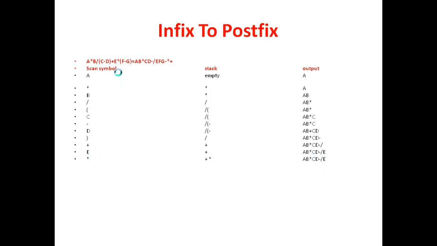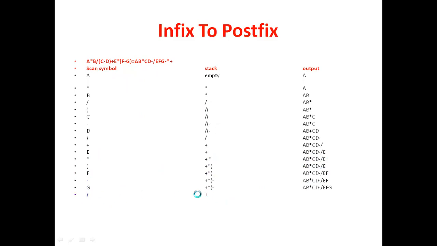Then the left parenthesis: push it into the stack, output is as is. Then F is our variable, so simply print it in the output. Then minus is there, so push it into the stack. Then G is the variable, print it in the output. The stack is plus, star, left brace, minus.